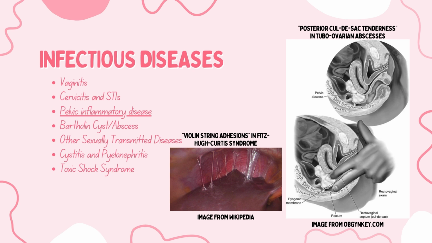All right, and lastly, for PID, Fitz-Hugh-Curtis syndrome. This is perihepatitis with hepatic fibrosis, scarring, and peritoneal surface fibrosis of the anterior right upper quadrant in the setting of PID, seen in 10% of PID cases. So that's actually a pretty large percentage.